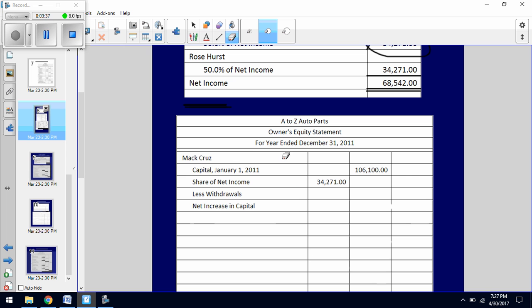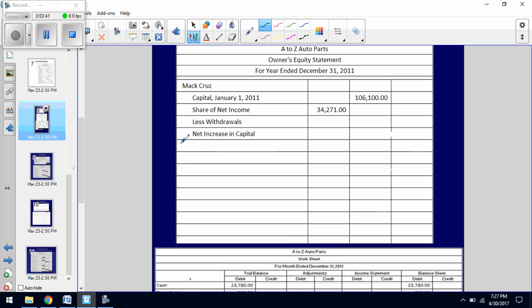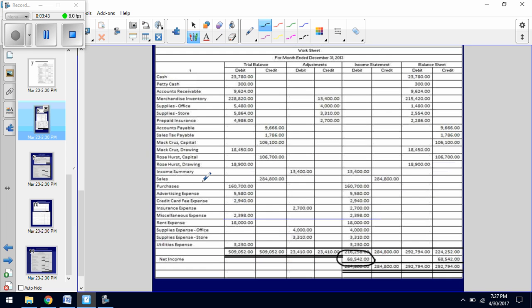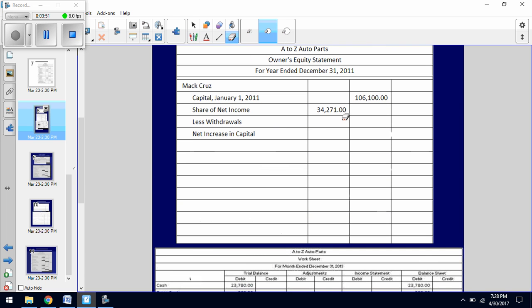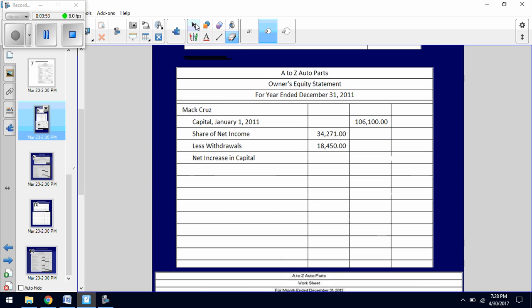Then we have to go back to the worksheet to figure out how much Matt Cruz has withdrawn this year. We go right across from Matt Cruz's name and drawing, and right there, $18,450. So that's the number that's going to go here. Next, since net income is a positive number and withdrawals are a negative number, we're going to subtract those two. That gives us, in this case, a net increase in capital because the positive number is greater.